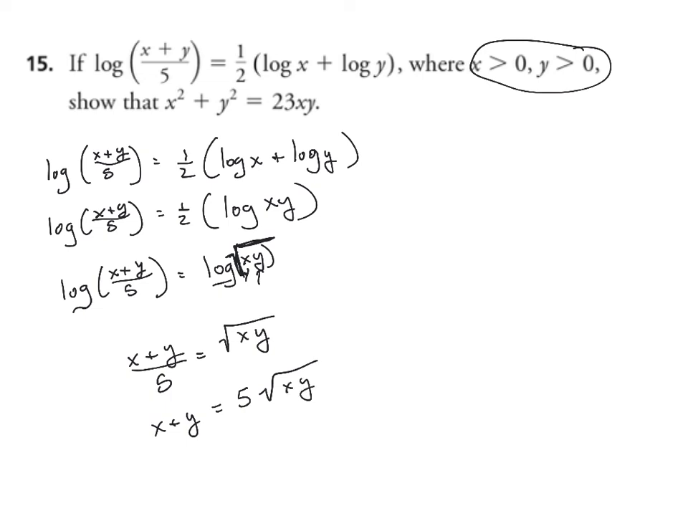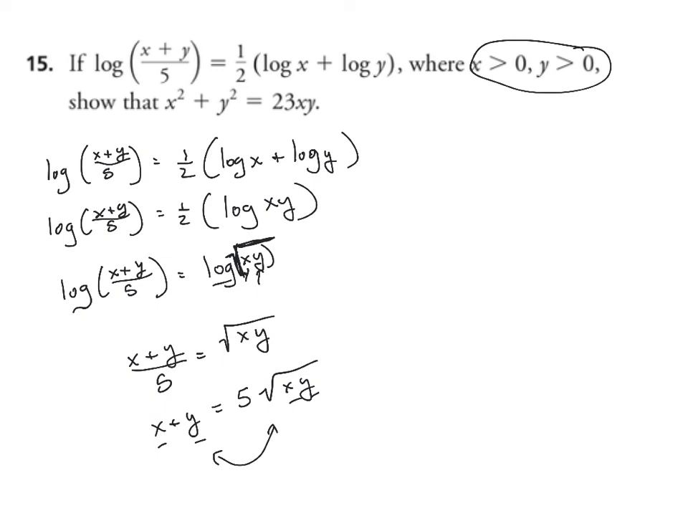That wasn't necessary. I just like to get rid of the fraction. Let's square both sides, because we know both sides right now are positive. So if we square both sides, they're still going to be equal to each other. We're not going to lose any answers. We're all good to go.